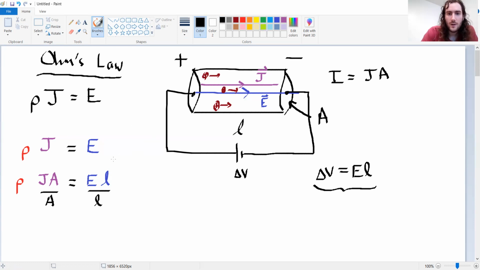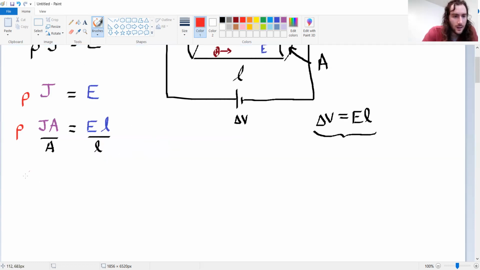And so now let's go ahead and make some replacements. I still have the rho here. Now I'll replace J times A with I, and I will replace E times L with delta V. I still have these two terms in black that I have to account for. I have an L on the right side. Let me multiply the L over, so it's L here, divided by A here.